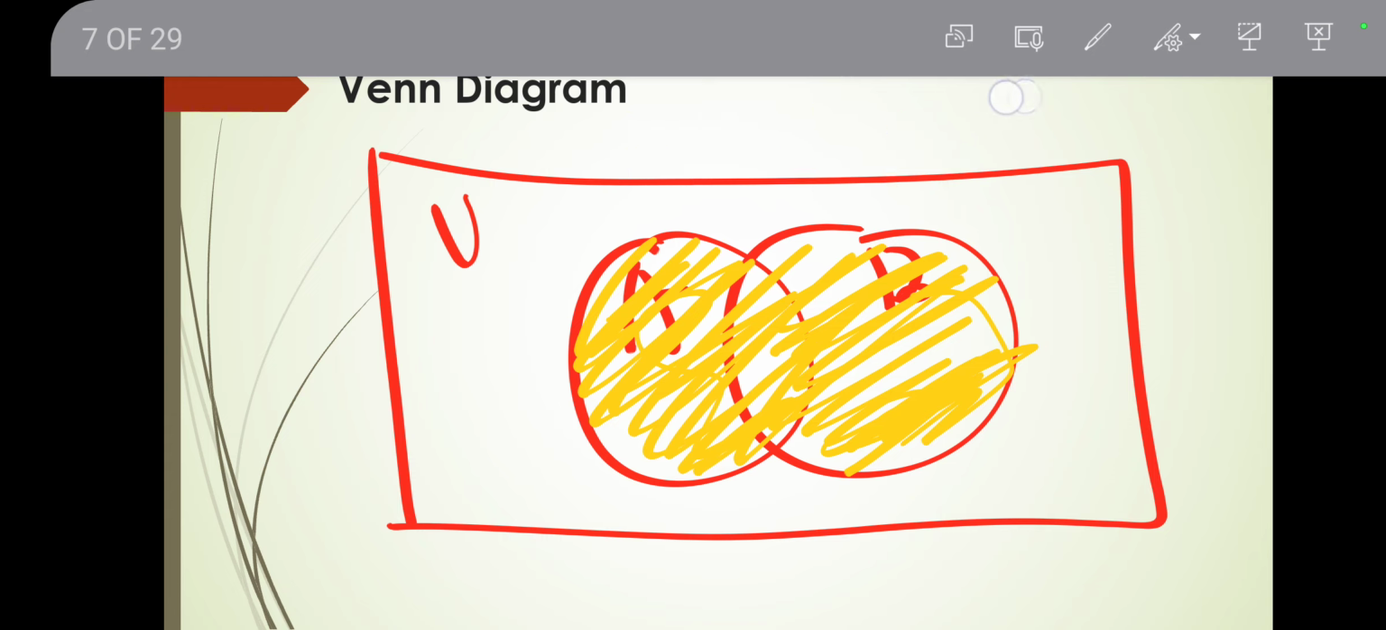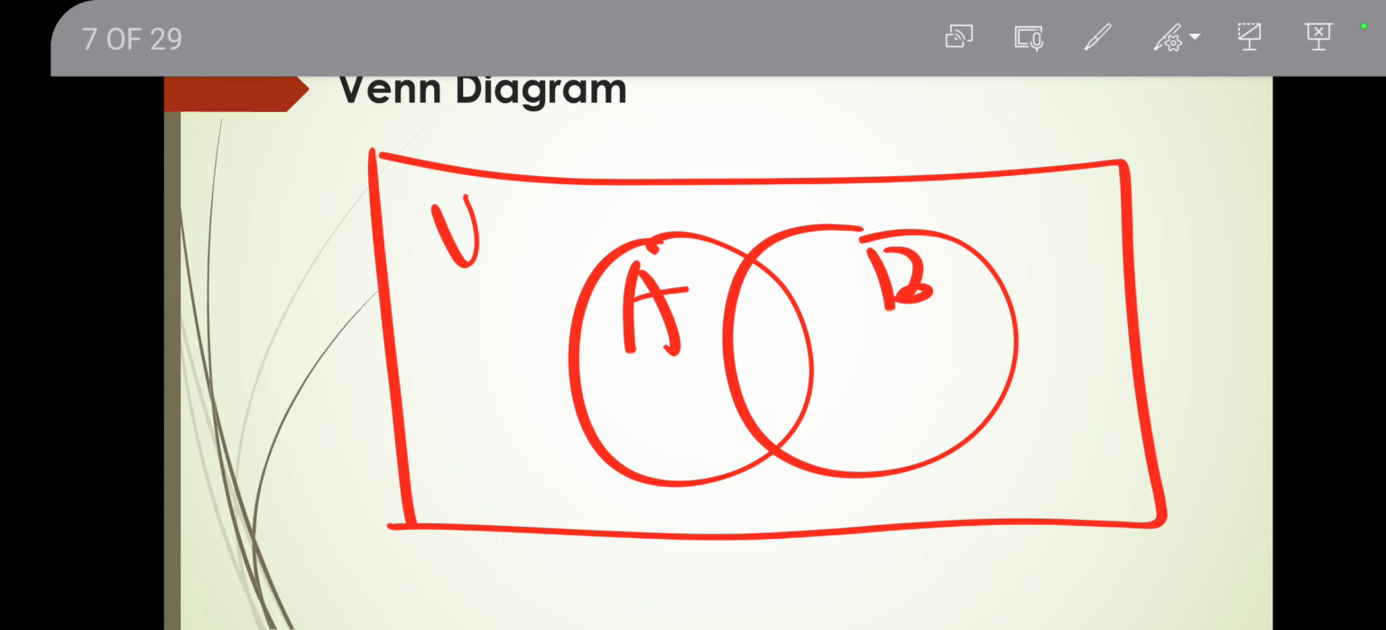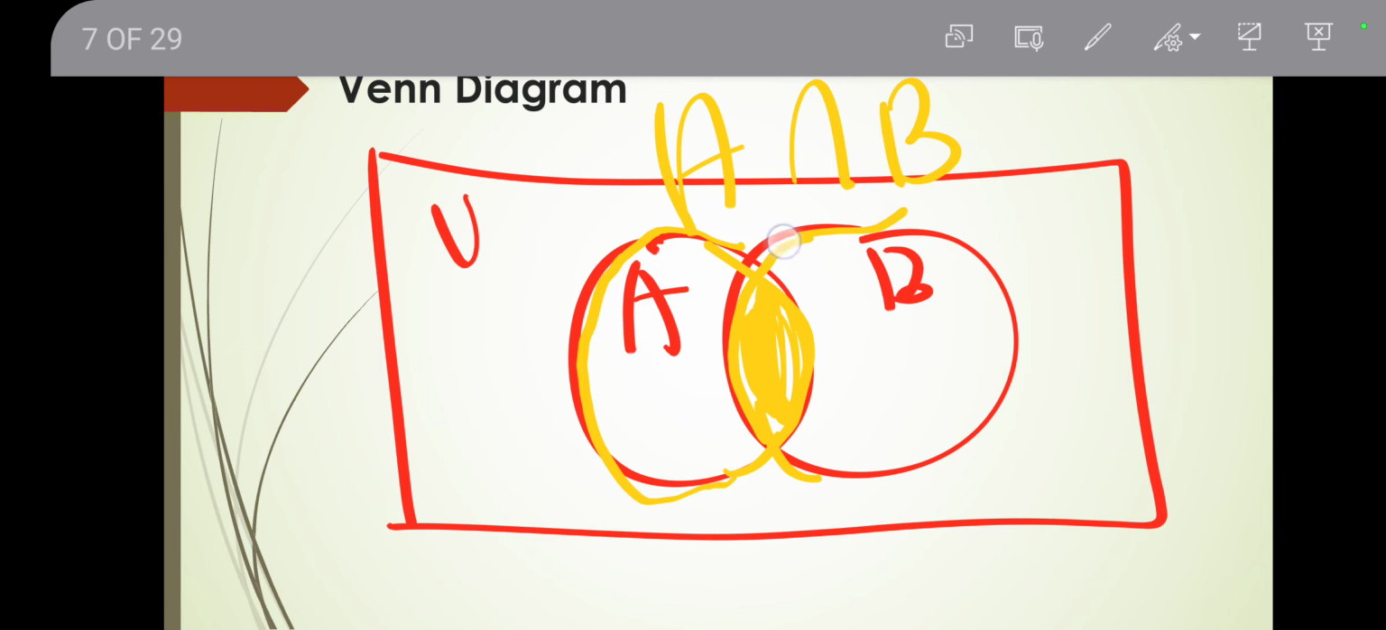Now, if we talk about A intersection B, remember that intersection means the common elements between the two. When I say common, it is this area here, that is the common one. It is part of set A, but it is also part of set B. Am I correct? Yeah. That is the common, that is the intersection. What's next?